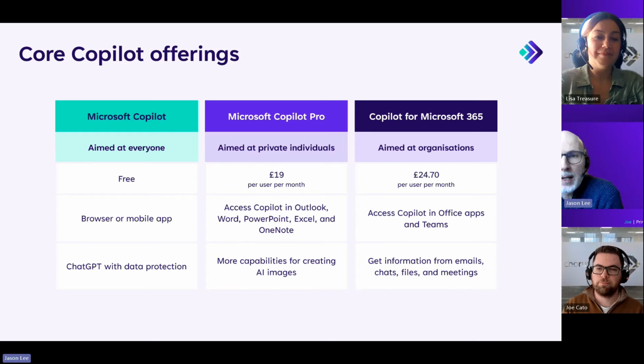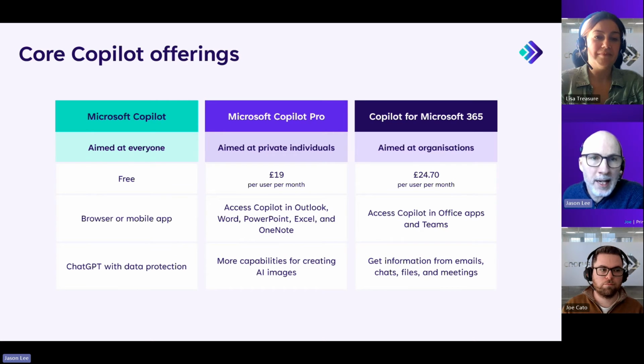So we've also got Copilot, which is obviously talked about an awful lot at the moment. In the productivity area, there's really three core Copilot offerings. We've got Microsoft Copilot over on the left. This is basically giving you the same capabilities as ChatGPT, but with organizational data protection. So long as you're signed in, you've got data protection. Your data that you paste into Copilot isn't going to be used to train Microsoft AI and so on.